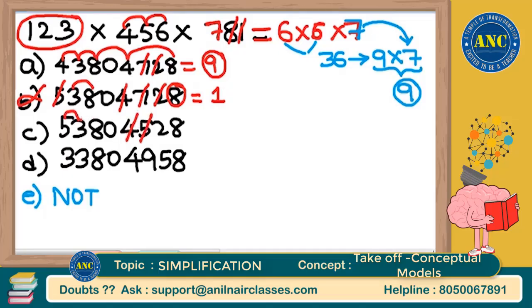Next, 4 plus 5 is 9, cancelled. 5 plus 3 is 8. 8 plus 8 is 16. 16 plus 2 is 18. 18 plus 8 is 26. 26's digital sum is 8. Not equal to 9. Ruled out.